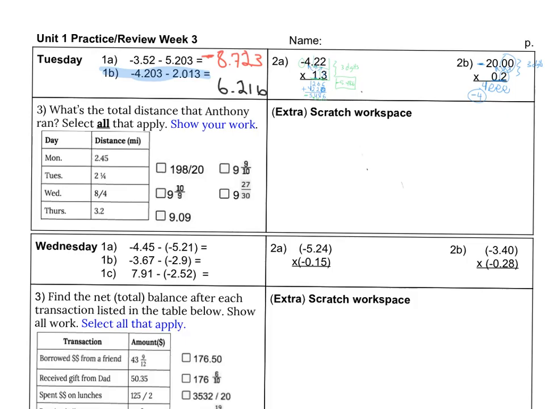For question number 3, they're telling us what's the total distance, which means add. So I'm going to go, my first one, 2.45, and we're going to add that with 2 1/4. 1/4 is the same as 2.25, okay? Because you think about it as quarters. This is a fraction that is commonly known as 0.25.